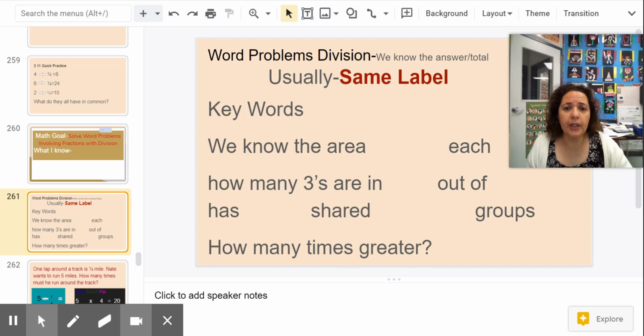They have the word each in it, how many somethings are in something, out of so many groups, has, shared, groups, how many times greater. Those are all usually keywords that tell us it's division, but the big one is we know the total and they're the same label, so make sure you look for that.